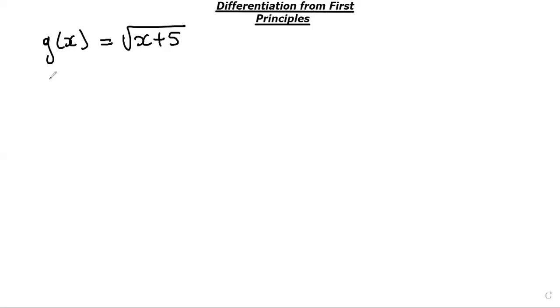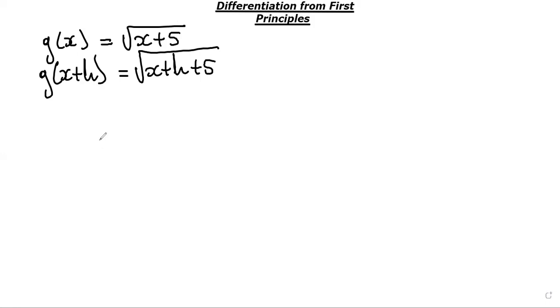So let's say they ask you to use the definition of the derivative in order to differentiate the function. So the first thing you must do is to find g of x plus h. This means when you see x in the function of g, you replace it with x plus h. And here we can see that our g of x plus h is already in its simplest form. So we can go ahead and state the definition of the derivative.